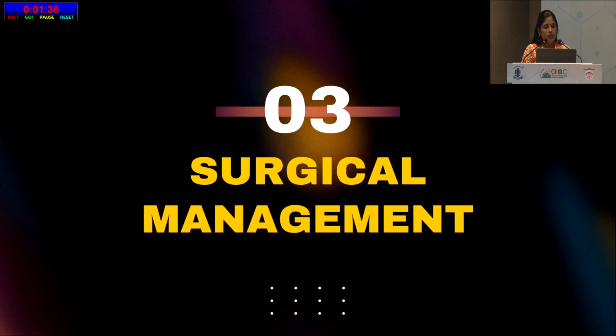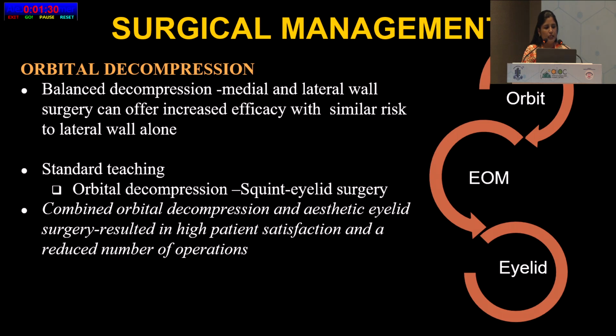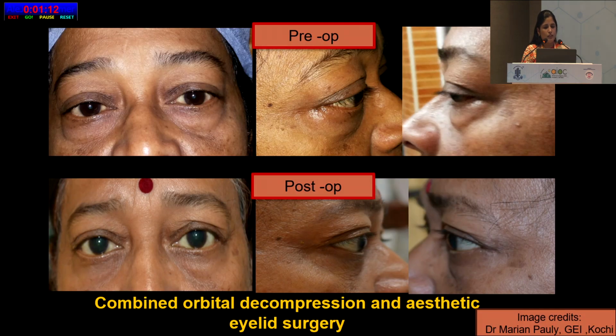And coming to the surgical management, we all have been taught the order of orbit followed by extraocular muscles and eyelid, but it is now proven that combined orbital decompression and aesthetic eyelid surgeries has better patient satisfaction and reduced number of surgeries. And for eyelid surgery, it's LPS recession in the quiescent phase, whereas in the active phase, non-surgical modalities in the form of botulinum toxin, triamcinolone, and hyaluronic acid fillers can be used.